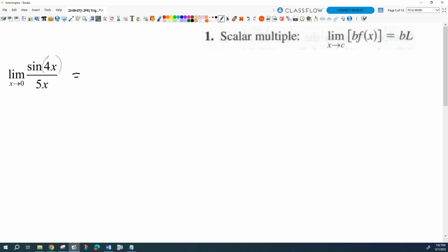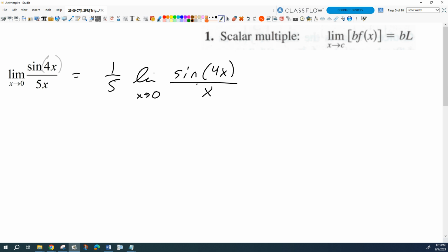The 5 on the bottom, which means a 1/5 out front, right? Dividing by 5 is the same as multiplying by 1/5, agreed? That one's okay because that's not inside any function. That's just a coefficient, right? So we could do 1/5 times the limit of sine 4x over x as x approaches 0, and play the same game we did before, right?